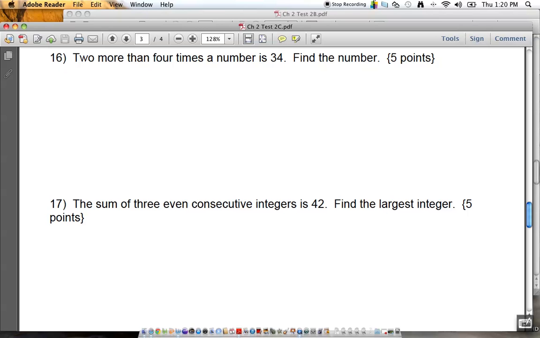Word problems mean I want to read it once, and then I want to use a piece, cross it out, use a piece, cross it out, as many times as I have to. So it says 2 more than 4 times a number is 34. Find the number. So now I'm going to look at this, and I'm going to find the easiest thing in there to translate.